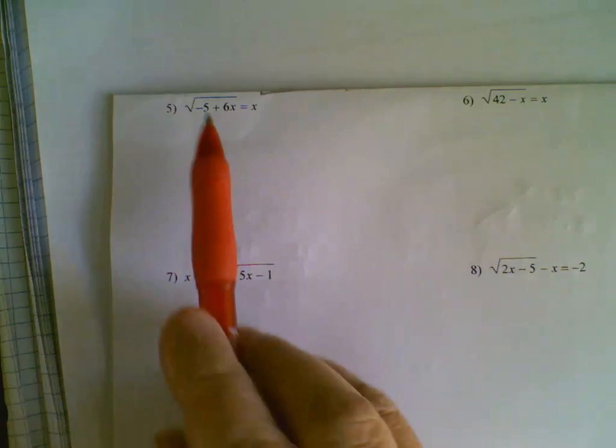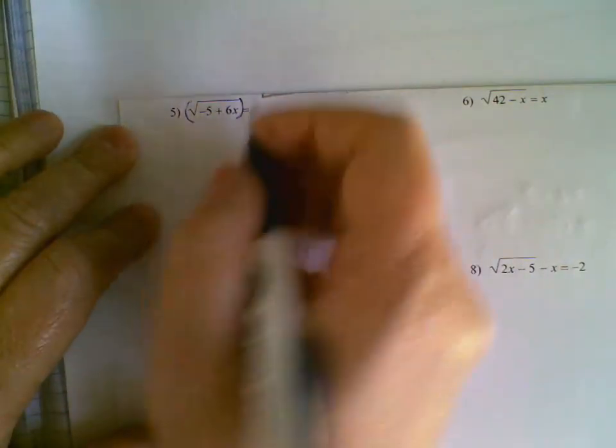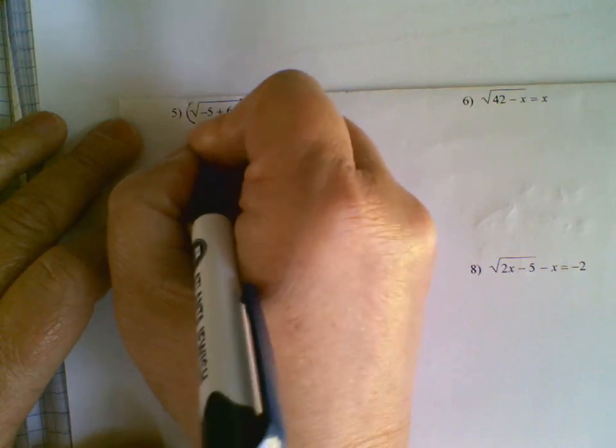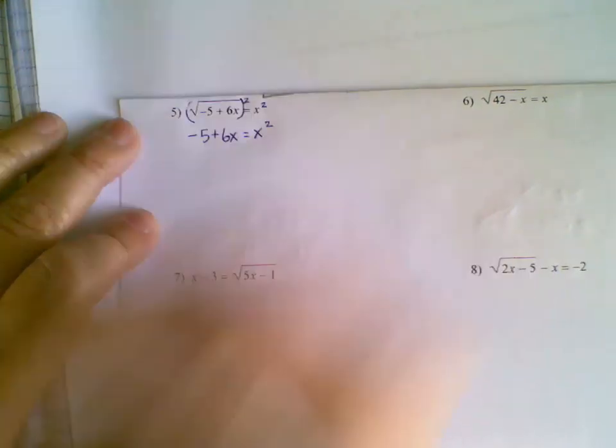So these first two, 5 and 6, those just have a single x, just by itself. So when you square both sides, first making sure that your radical is isolated, but it is, when you square both sides, you have an x squared. The radical goes away, so you have negative 5 plus 6x equals x squared.